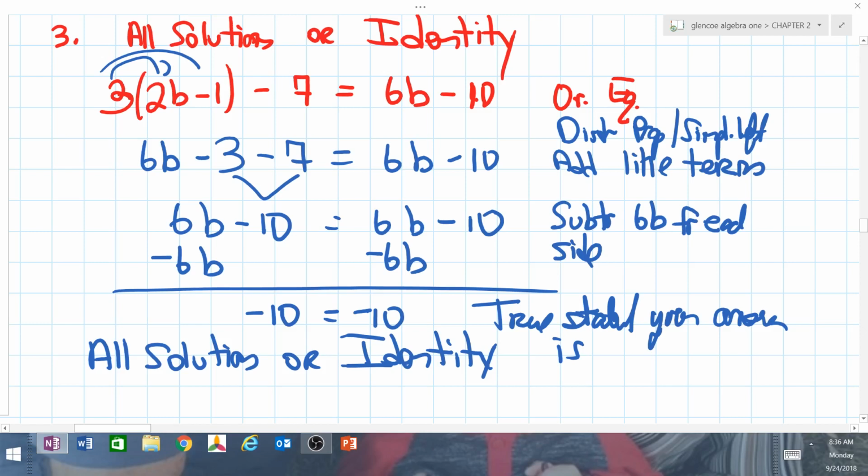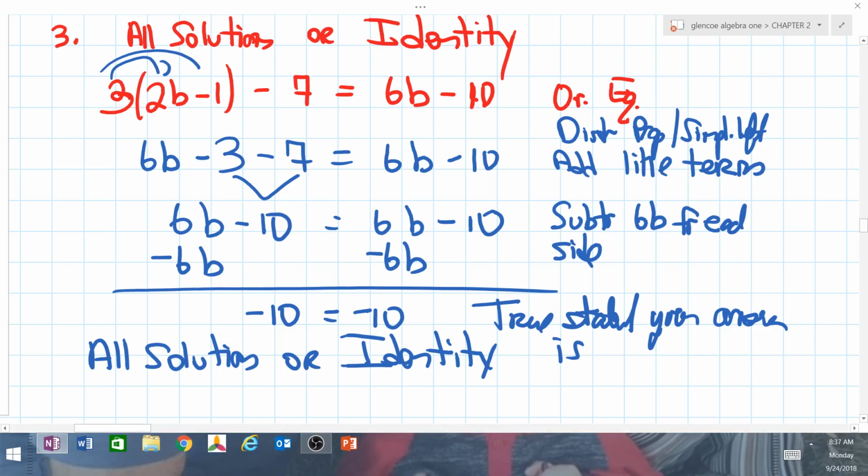Remember, when solving equations with variables and numbers on both sides, we're going to move the variables to the left. So when we subtract 6b from each side, we get negative 10 equals negative 10, which is a true statement. When your answer is true, when the left and the right side are identical, the answer you would put in your answer column is all solutions, identity, and some math authors also use this term, many solutions. I would prefer all solutions or identity.